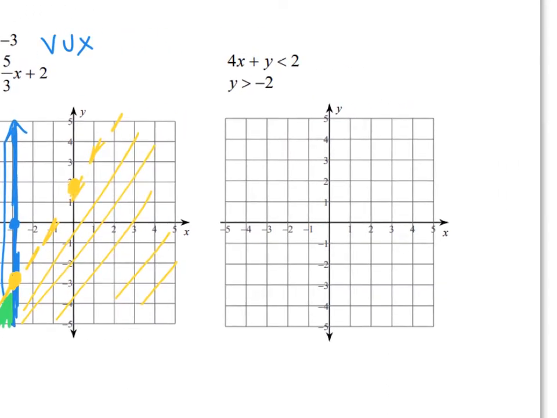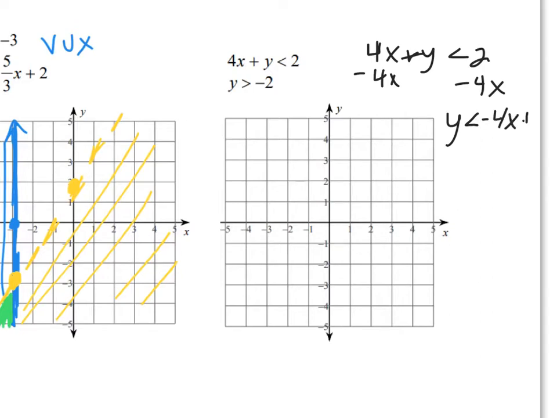The first equation in the next one needs to be solved for y, so I'm going to do that first. So I have 4x plus y is less than 2. I just have one step, which is to subtract 4x from both sides. So y is less than -4x plus 2. So my b is 2.